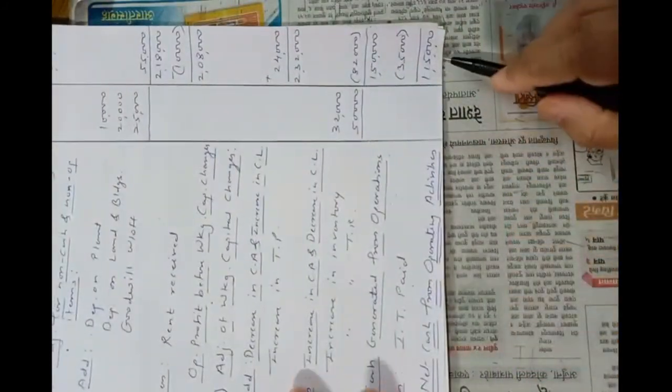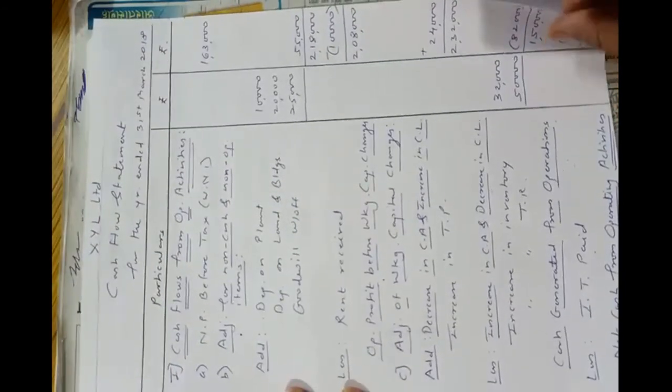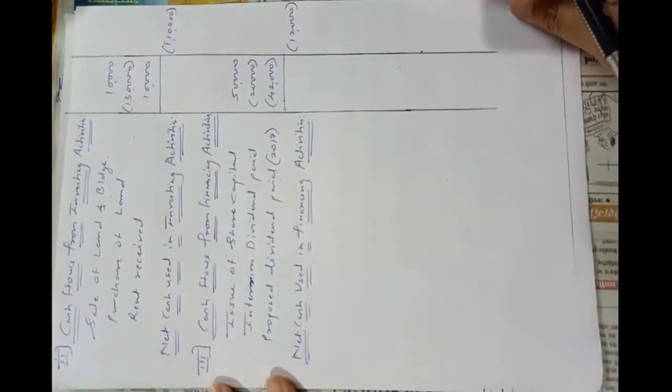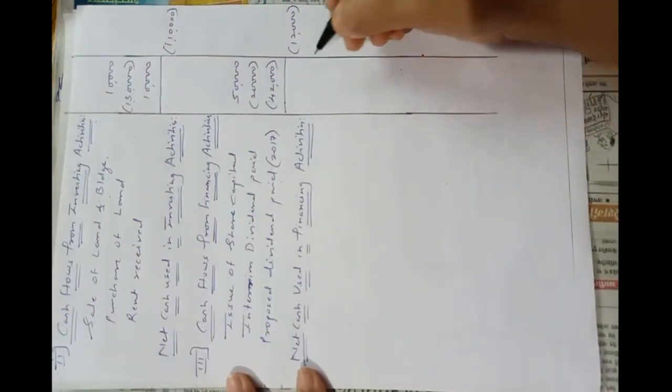And here in net cash from operating activities, it is 1,15,000 positive. So 1,15,000 positive and negative 1,22,000. So answer will be negative 7,000. So that is net decrease in cash and cash equivalents.